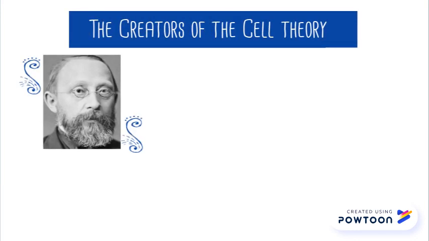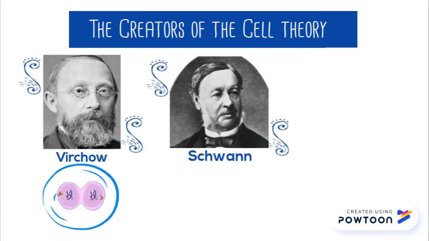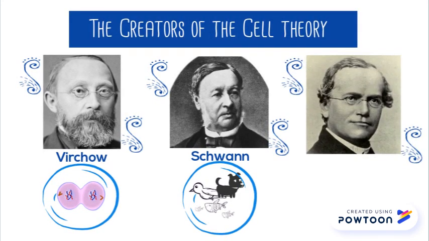The creators of the cell theory were 3 scientists: Virchow, who stated that all cells come from pre-existing cells; Schwann, that after investigating animals came to the conclusion that all animals were made up of cells; and finally, Schleiden, who after studying plants discovered that all of them were made up of cells.